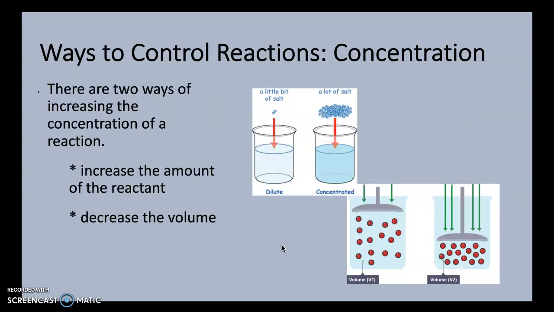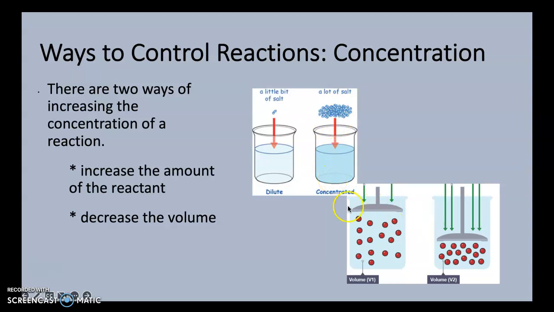Now, there's two ways we can control this, and we can change concentration. The first way is you can simply add more of a substance. So if I was making salt water and I added just a tiny bit of salt, that would be a pretty dilute concentration, so not very concentrated. There'd be a lot of space for those salt molecules to be moving around. If I wanted to increase my concentration, I would just add more salt. The more of the substance you add to the liquid, the more concentrated it's going to be.